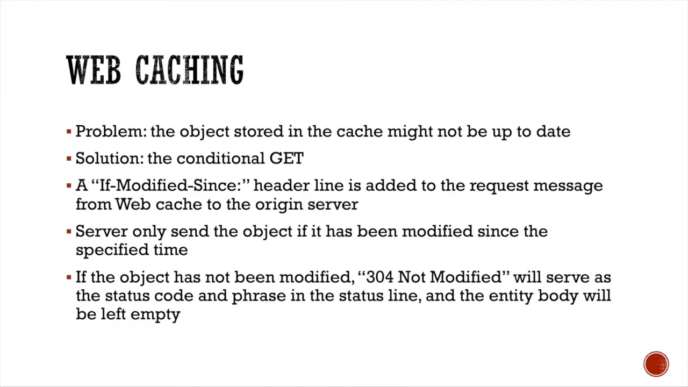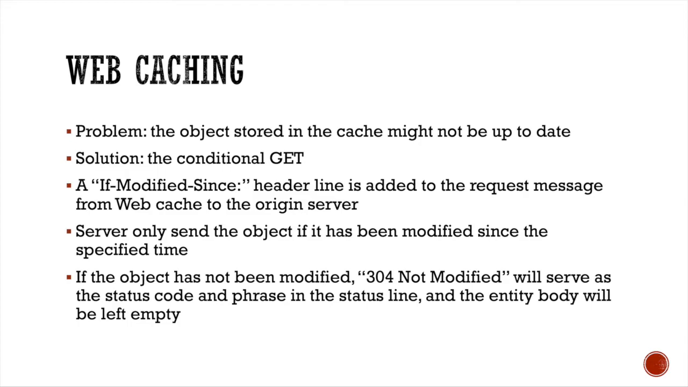A main problem that arises due to the use of web caches is that the objects stored in the cache might not be up to date. Thus, the need of checking if there were updates for the object arises. The HTTP request message from the web cache to the origin server applies a mechanism called the conditional GET by adding an If-Modified-Since header line, containing the time that the object was last modified. This tells the server to only send the object if the object has been modified since the specified time.